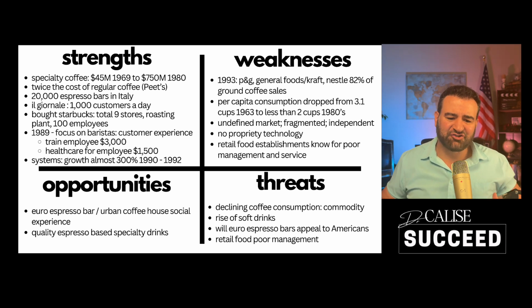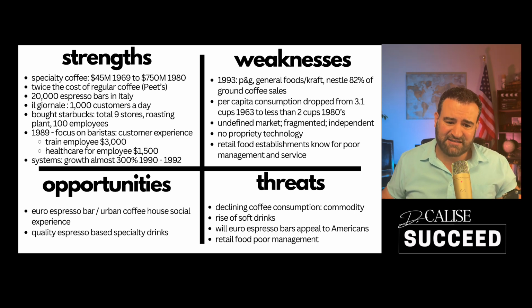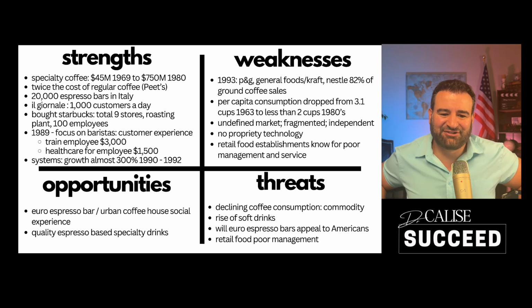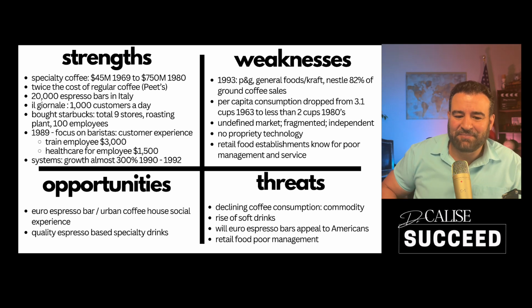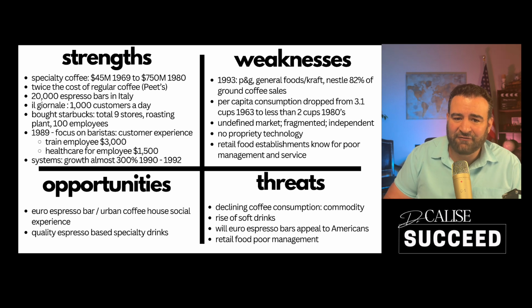Another strength is in the trend of specialty coffee, companies, Peet's is an example of it, could actually charge twice as much as regular coffee. So you had a nice structure of a premium pricing strategy that's built in to that trend. In Italy, there's 20,000 espresso bars throughout the country, and they continue to grow. They're always busy. When Schwartz started El Giornale, he was getting 1,000 customers a day. That is fantastic for a small local cafe.